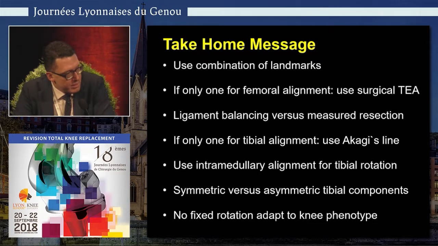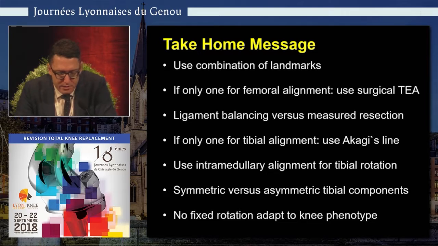So summarizing my talk: use a combination of landmarks. You have to plan preoperatively for your revision situation which landmarks you have available, and then use a combination of all these landmarks. If the surgical transepicondylar axis is available on the femoral side, this is the most reliable thing, then use ligament balancing. It's better than measured resection in these situations, in particular for the revision situation. On the tibial side, if you can use the Akagi line, this is the most reliable one, but also use a combination of all those.